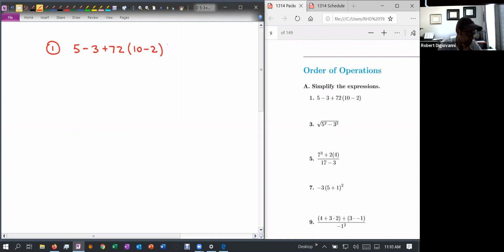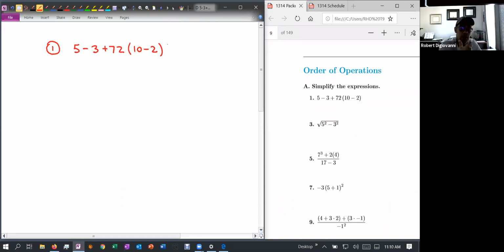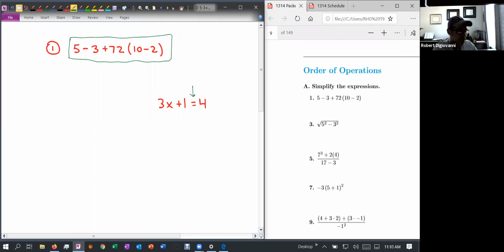Let's see here. We have this expression. Why is this called an expression and not an equation? Can anyone tell me that? What is the difference between an expression and an equation? Isn't an equation equal to 0? Well, an equation is going to have an equal sign somewhere in there. An example of an equation would be 3x plus 1 equals 4, because it has an equal sign in it. This is not an equation because there's no equal sign. It is just an expression.